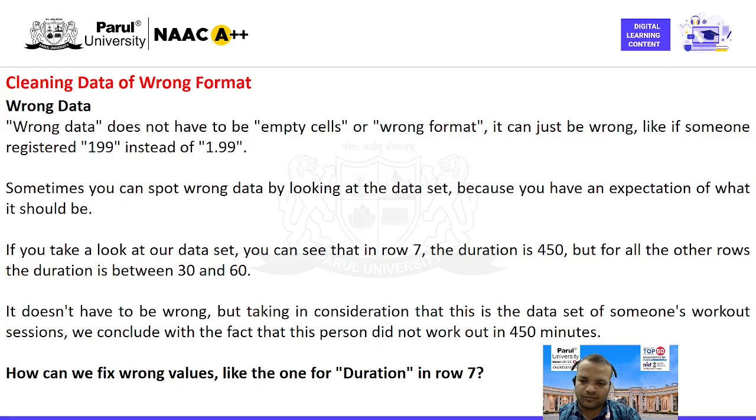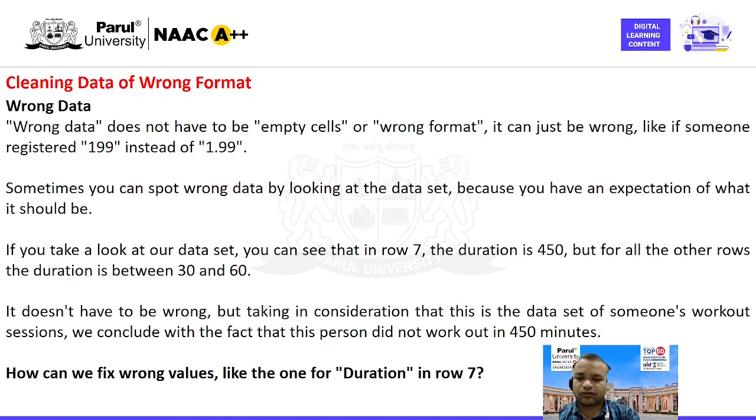It does not have to be wrong, but taking into consideration that this is a data set of someone's workout sessions, we conclude that this person did not work out for 450 minutes. Maximum, this person will work out for 30 to 60 minutes. But here by mistake we put 450 minutes. Is it possible? Not possible. So that will be considered wrong data.